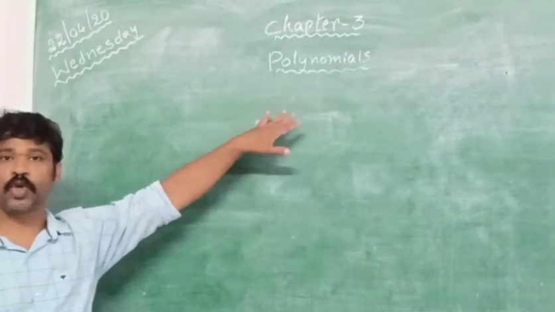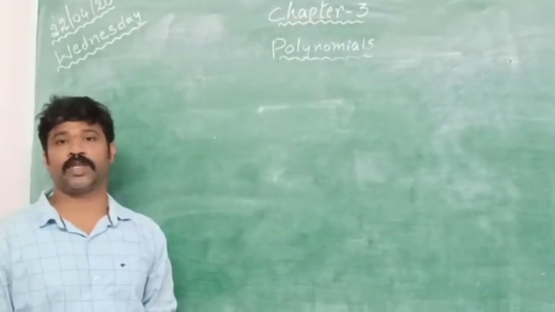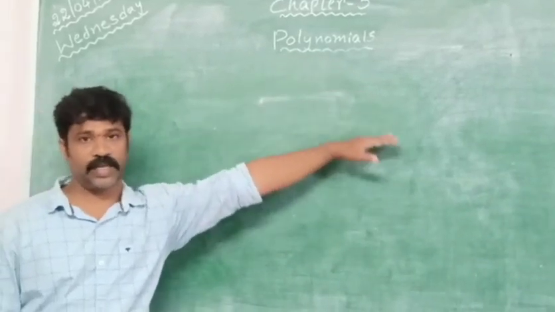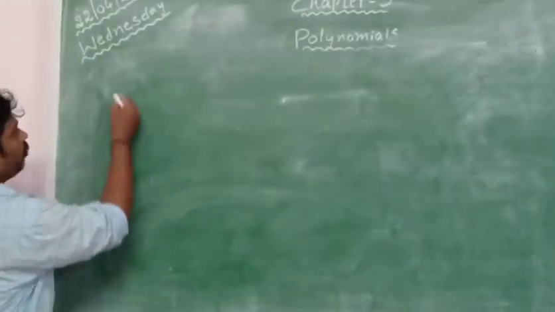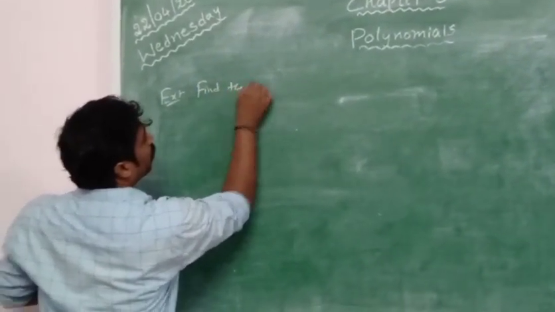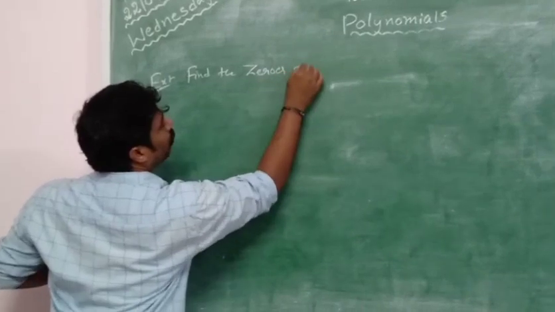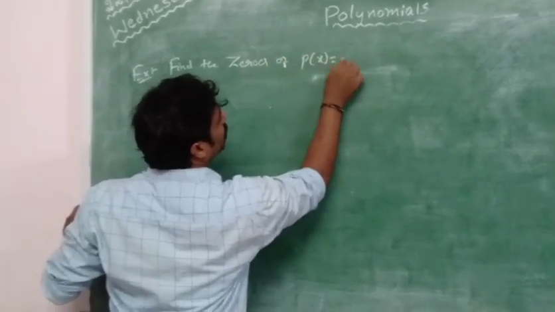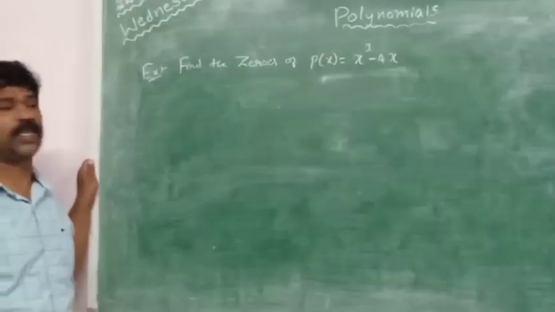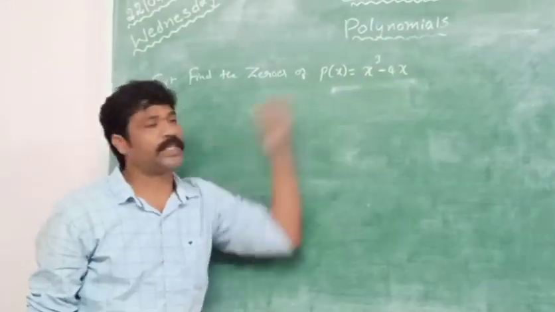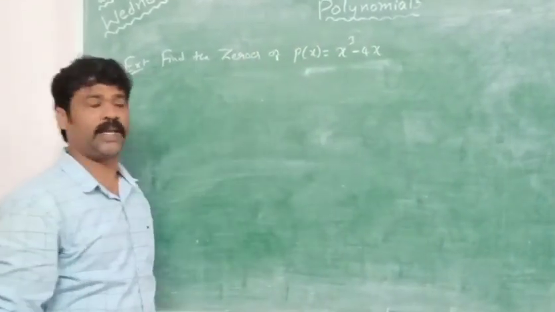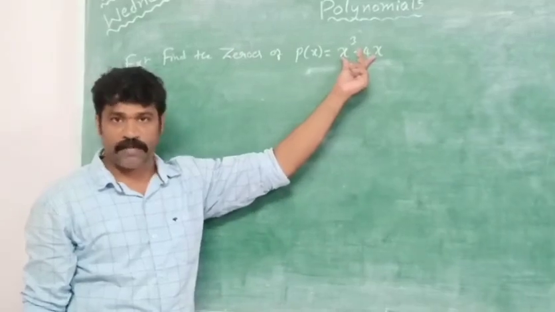So we know that if it is a cubic polynomial, we have to get 3 zeros because it depends on the degree of the polynomial. If the degree of the polynomial is 3, we have to get 3 zeros. Now we will take one example. Find the zeros of p of x is equal to x cube minus 4x. So we will take the polynomial x cube minus 4x, and if you observe, the degree of this polynomial is 3. If the degree is 3, then it is a cubic polynomial and we have to get 3 zeros.